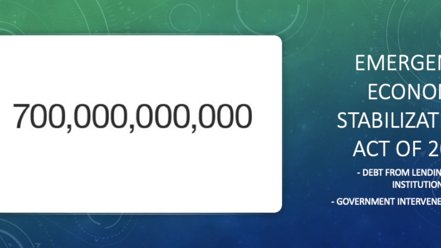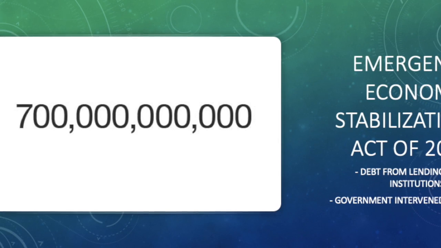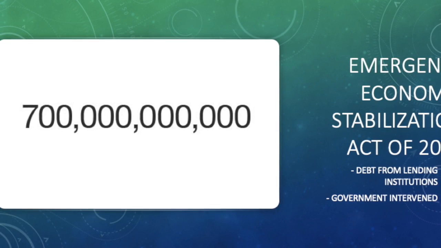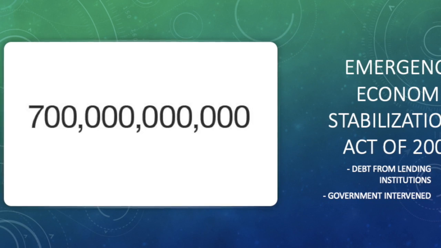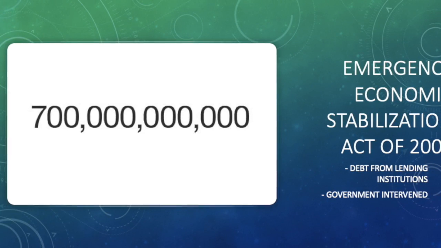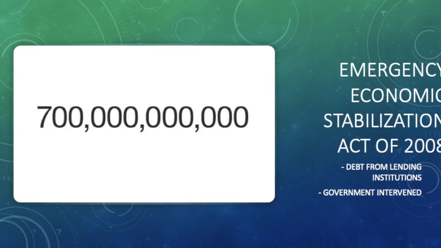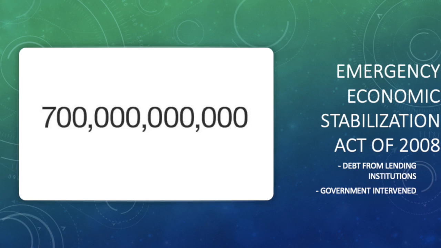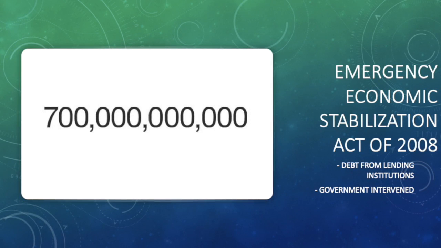The government then intervened, creating the Emergency Economic Stabilization Act of 2008, in which a plan was created for $700 billion to be put into the market in order to diminish the crisis that had been created by the private firms that were lending the money or creating the loans for the people. And so this helped get them out of that situation.